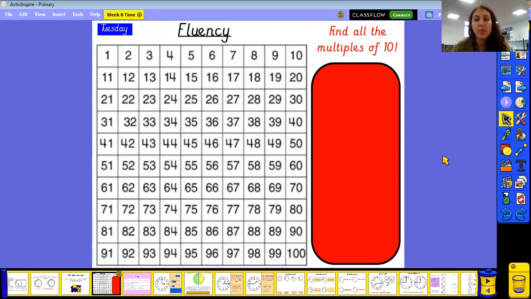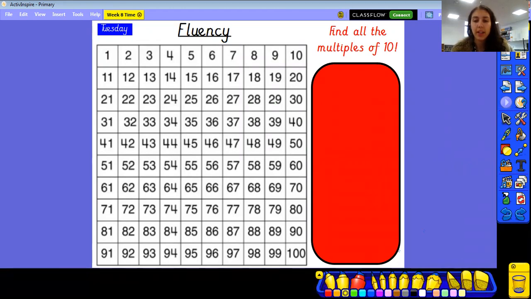So find all the multiples of 10. Great, hopefully you should have done that by now and you should have remembered that our multiples of 10 end with a 0. So they have 0 ones, and when you count in your tens, they are all your multiples of 10. So we've got 10, 20, 30, 40, 50, 60, 70, 80, 90, 100. Remember, these are not our only multiples of 10. They continue past 100, but just looking at our 100 square, of course, we only go up to 100.